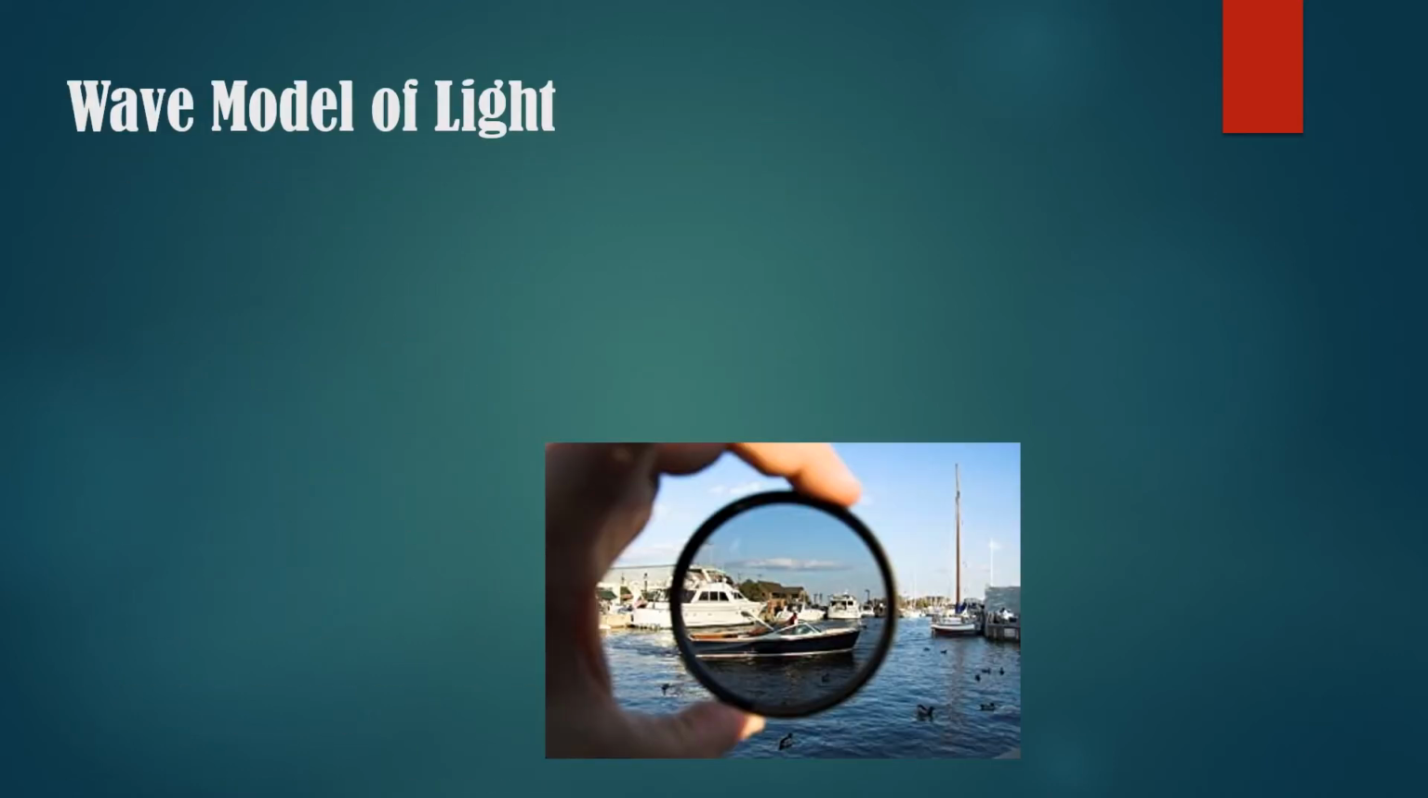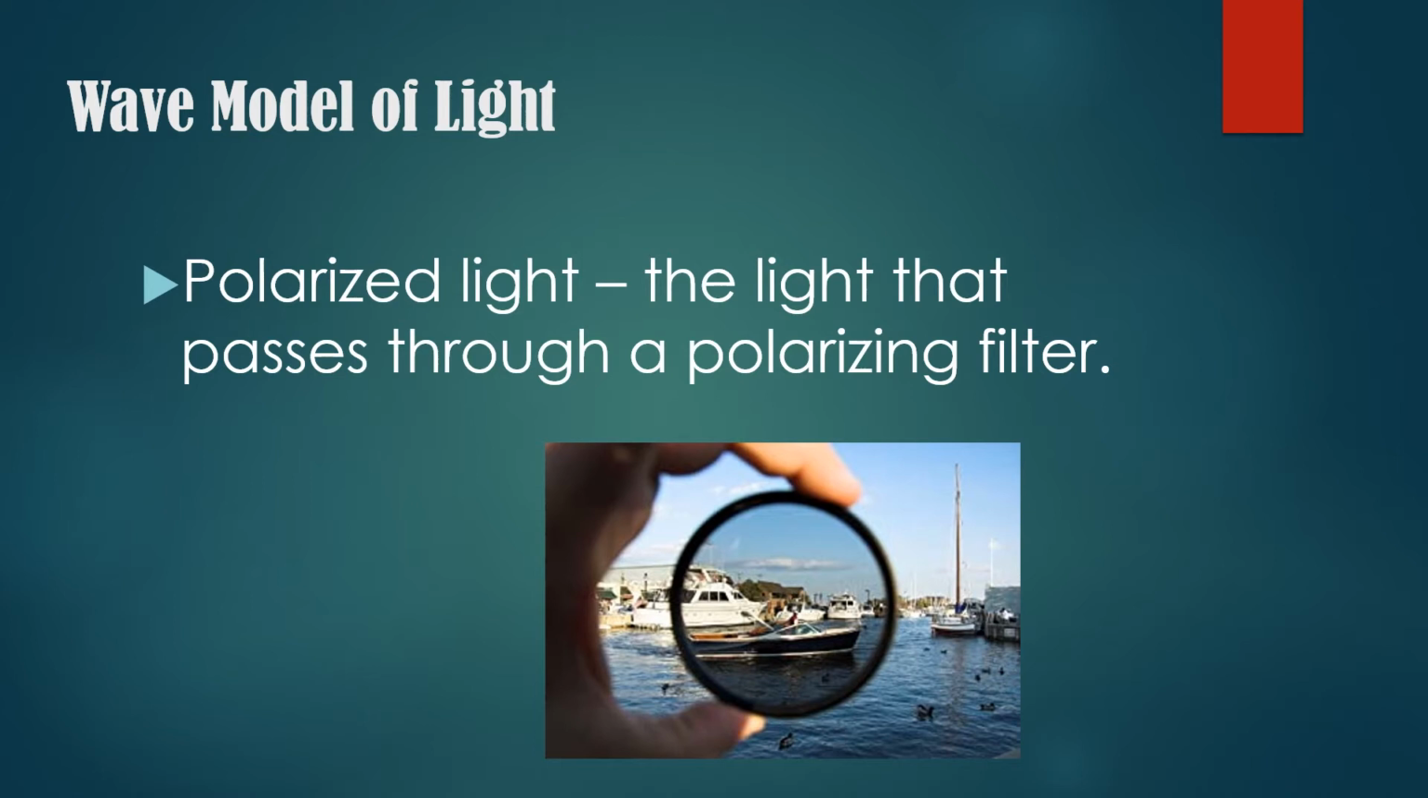The first model is wave model of light. When light passes through a polarizing filter, as shown in this picture, it has the properties of a wave. An ordinary beam of light consists of waves that vibrate in all directions. A polarizing filter acts as though it has tiny slits aligned in only one direction. The slits can be horizontal or vertical. When light enters a polarizing filter, only some waves can pass through it. The light that passes through it is called polarized light.